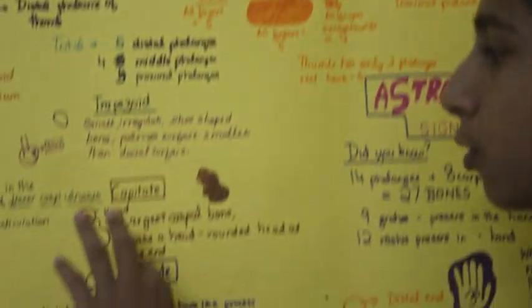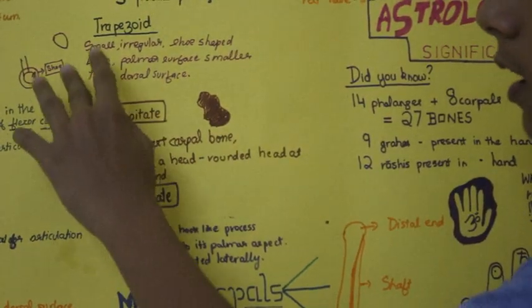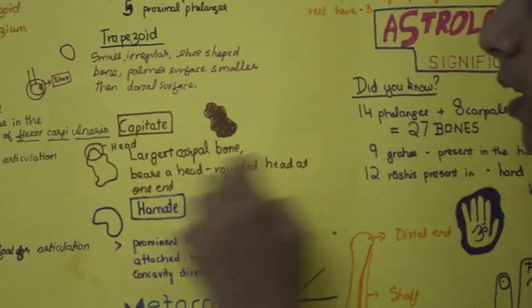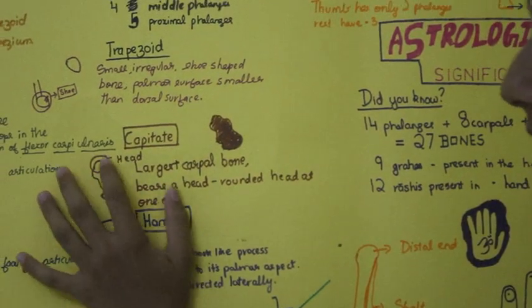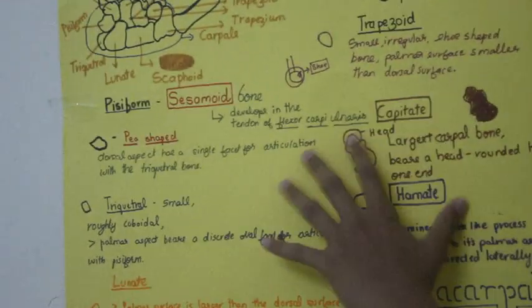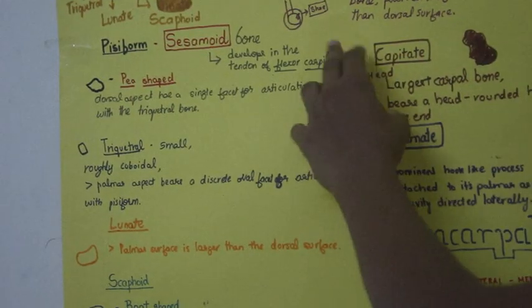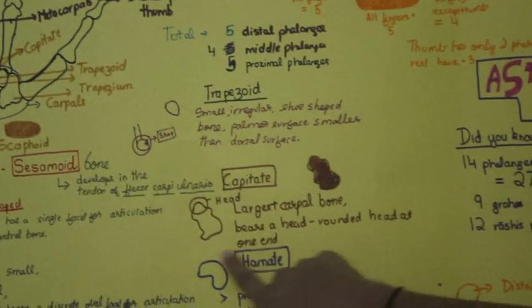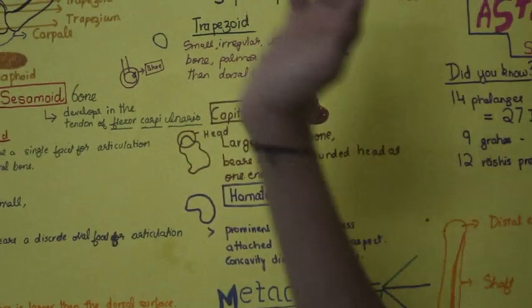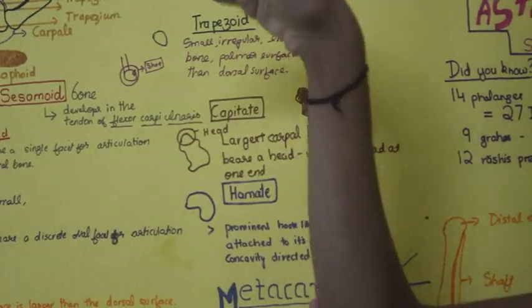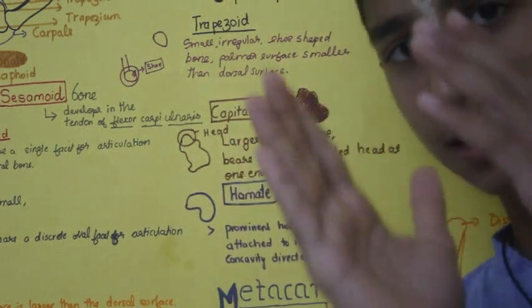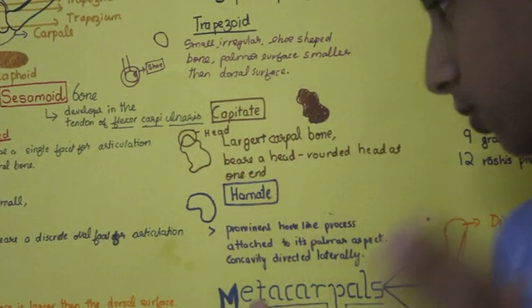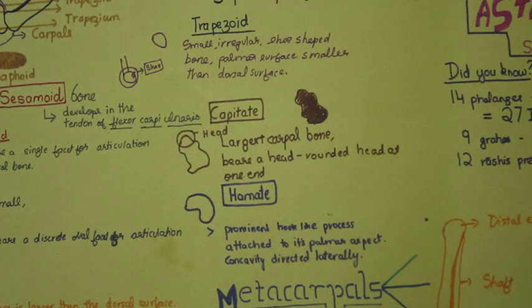So we have just 2 more bones left in the carpal section, the capitate and the hamate. This is the head of the capitate. This doesn't look exactly like a head, but anatomically it's described as a head. It bears a rounded head at one end like this, and this is the hamate, a gun-shaped thing like this. You can see how it looks, and it has a hook-like process attached to its palmar aspect, and its concavity is directed laterally like this. So this is the lateral surface.